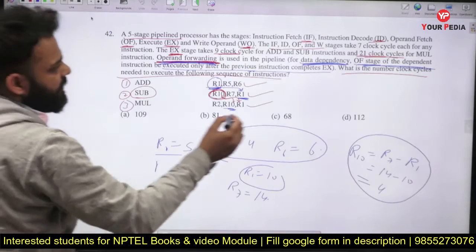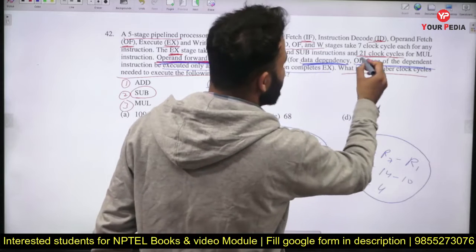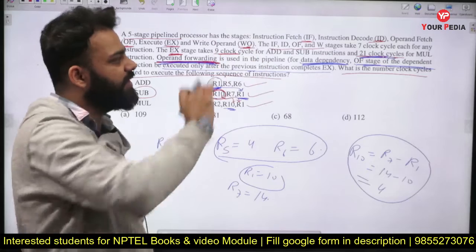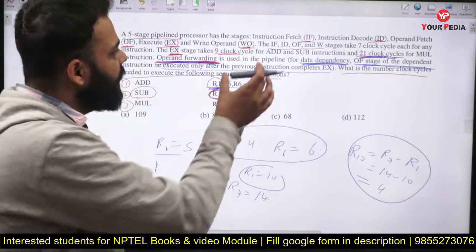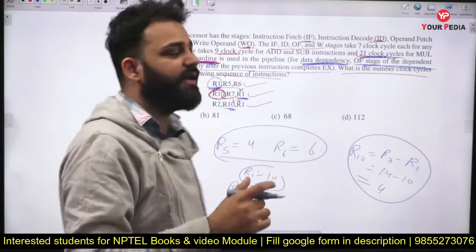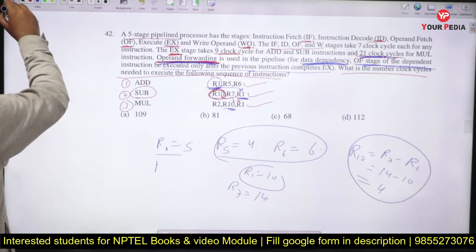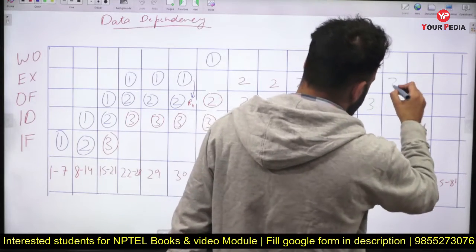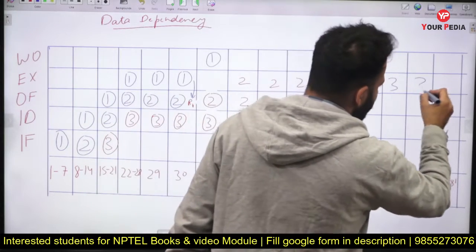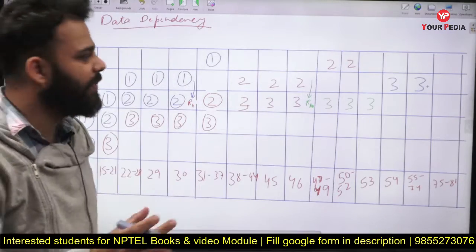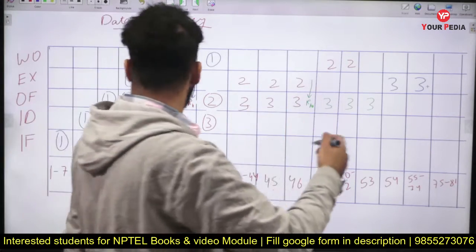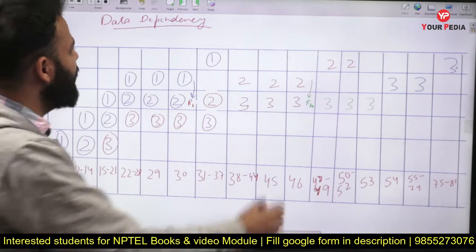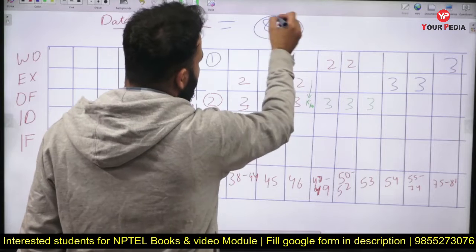Now after this, it has been given that for the execution stage 21 cycles are required for the multiplication operation. Other operations were taking 7 clock cycles each, but for multiply it will take 21 cycles for the execution stage. So if it takes 21 cycles, from 54 to 74, it will take 21 cycles here, and after completing the execution stage it will move to the write back stage and take 7 cycles there. So the total number of cycles required is 81.